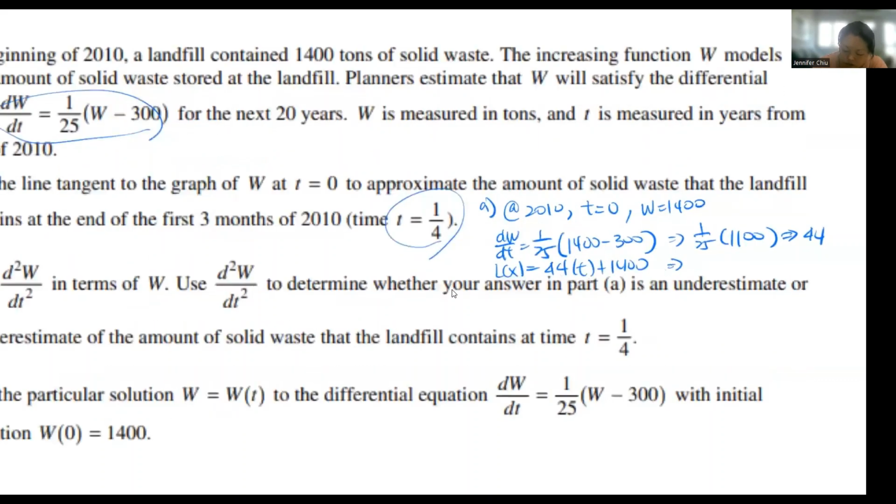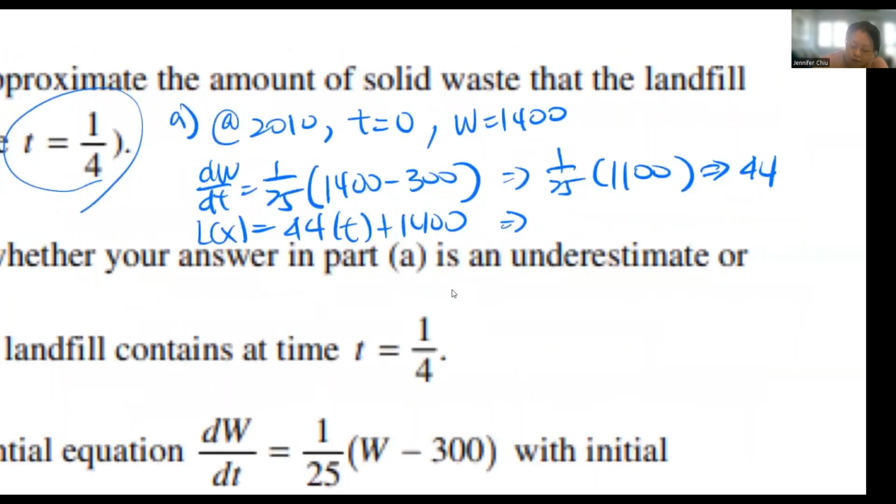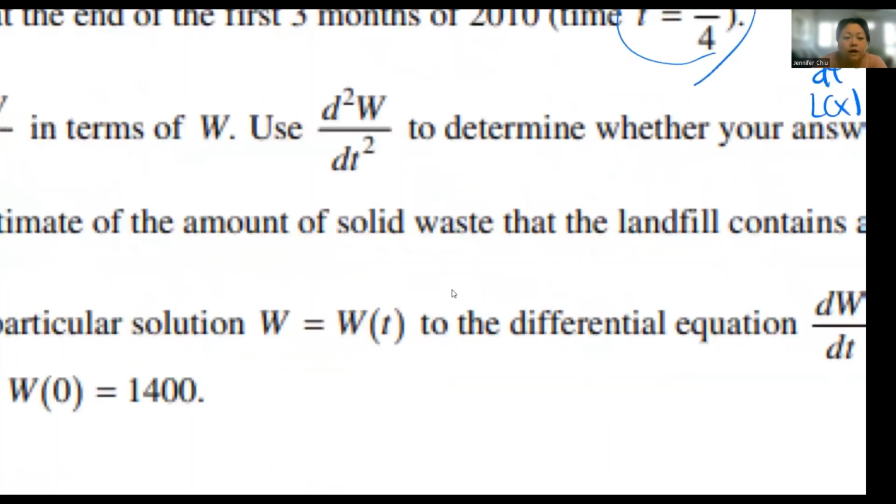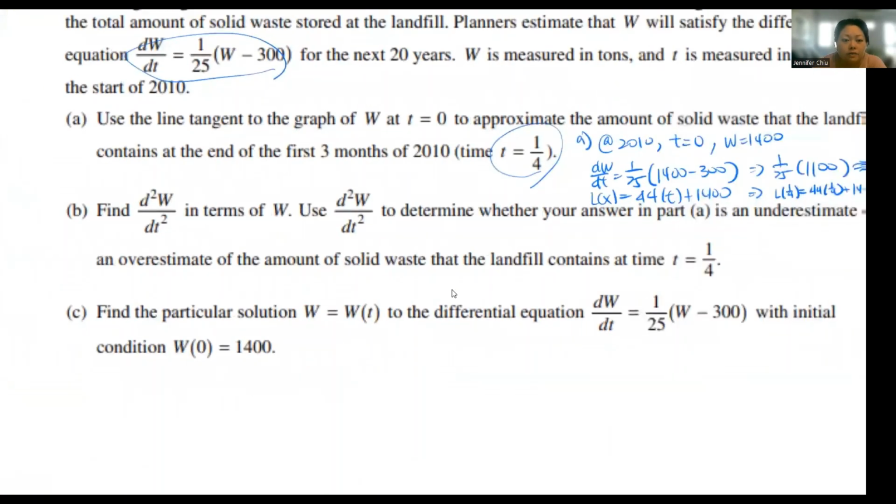And then it says to estimate at T equals 1/4. So you're going to use this one more time to do the approximation. That's the whole point of this. So L of 1/4 equals 44 times 1/4 plus 1,400. That's 11 plus 1,400. So 1,411 tons will be your approximation. Okay, tons.